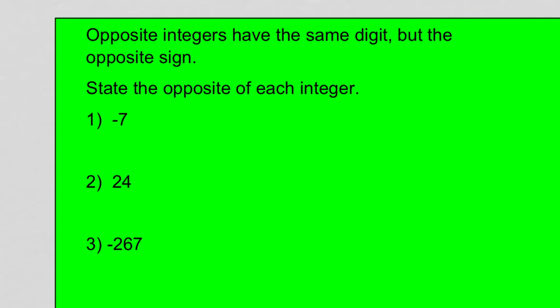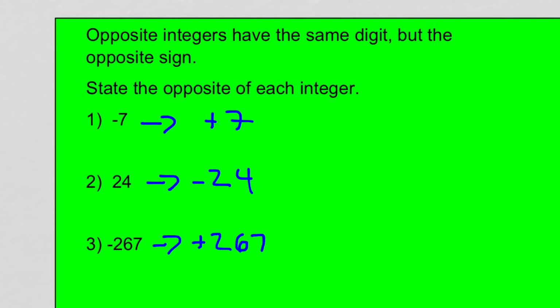Now, another topic we have to look at in integers is opposite integers. Opposite integers have the same digit, but the opposite sign. So if we wanted to state the opposite of each of these integers, the opposite of negative 7 is positive 7. The opposite of positive 24 is negative 24. The opposite of negative 267 is positive 267. Okay? So that's another term you have to know. You have to know opposites.